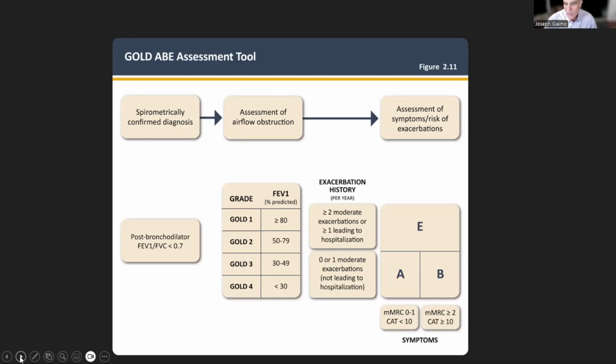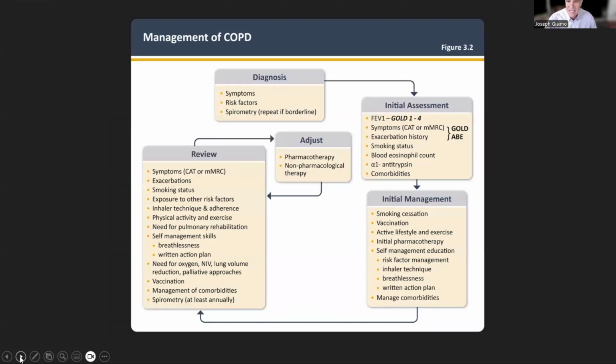And they fall into one of these three categories, A, B, and E. A is the least severe, B is slightly more severe, and E is the most severe. And on the left-hand side, you see they combine it with the number of exacerbations they have a year. When you put them in that lexicon, then we go to the next slide.